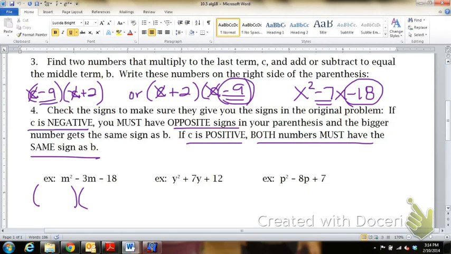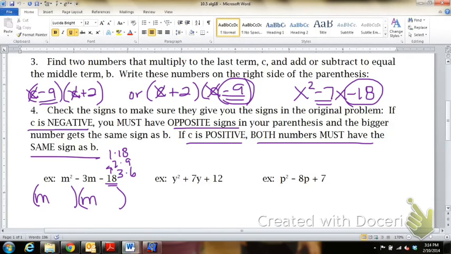Set up your parentheses. How do I get m squared? It's m times m. Now, I want two numbers that multiply to 18. 1 and 18, 2 and 9, and 3 and 6. I want to see you list the options. So if you're playing around with numbers and you can't figure it out, I can help you narrow it down. But I need to see you list all the factors of the last number.